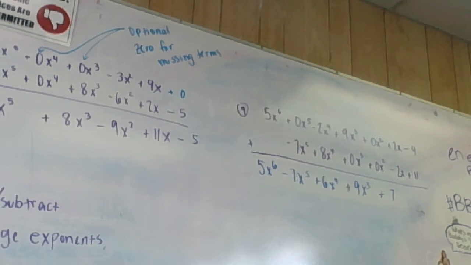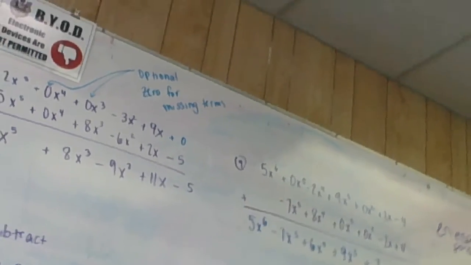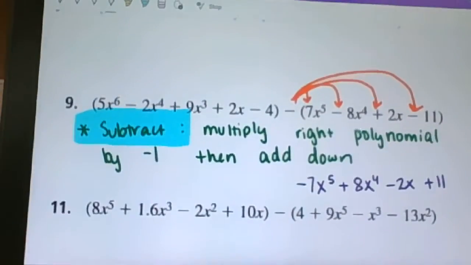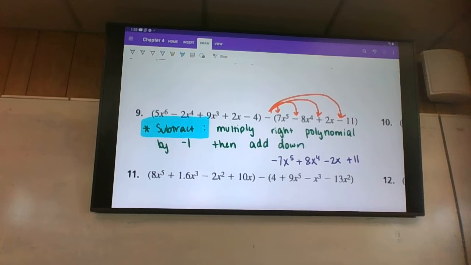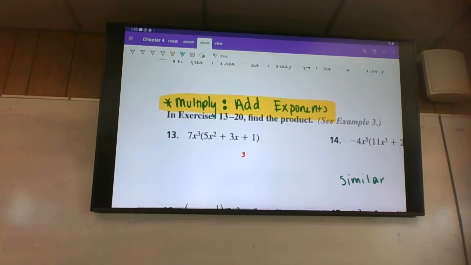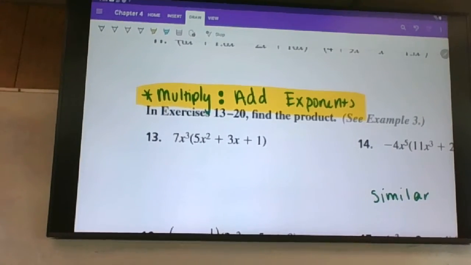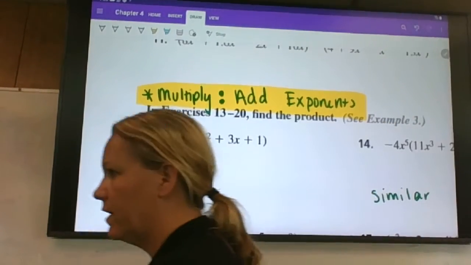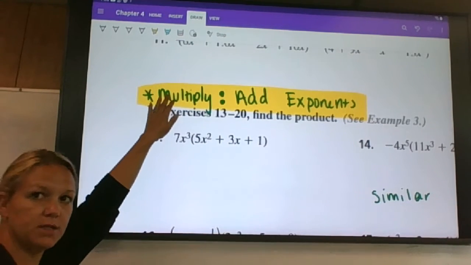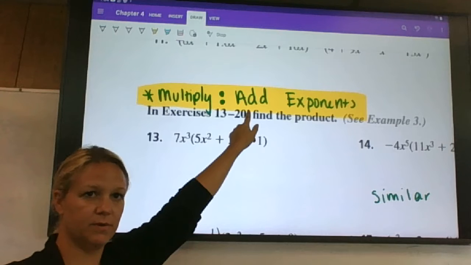Okay, ready for the next one? And our next one is multiplication. Actually, all the rest of them are multiplying. So I'm going down to 13. So this is where the big change comes into play, and if we're not thinking about it, we'll make mistakes. So as soon as you start multiplying, you start adding exponents.